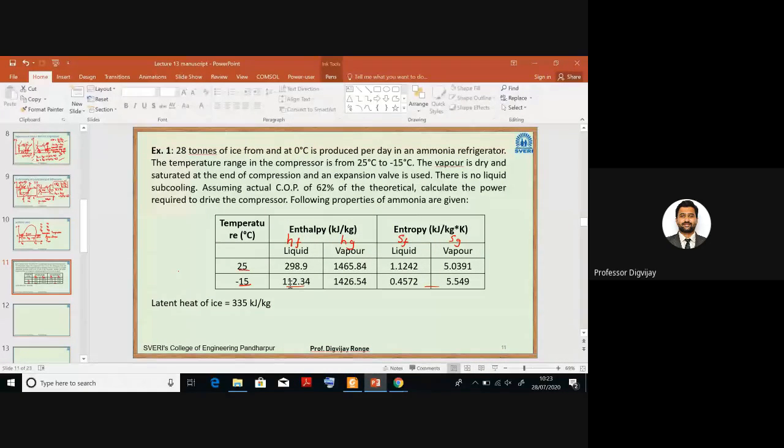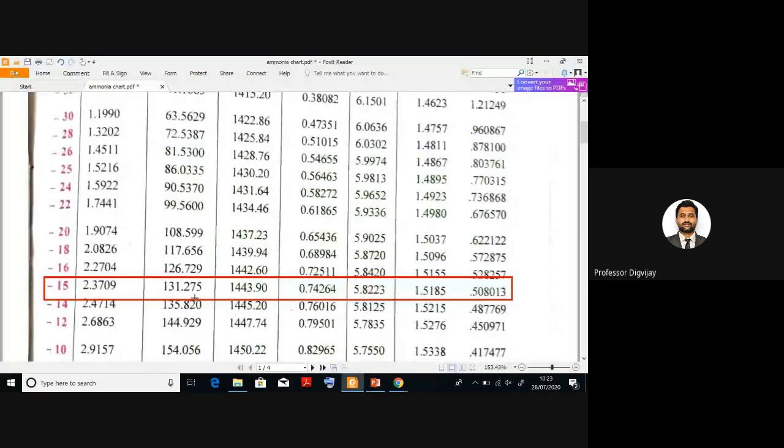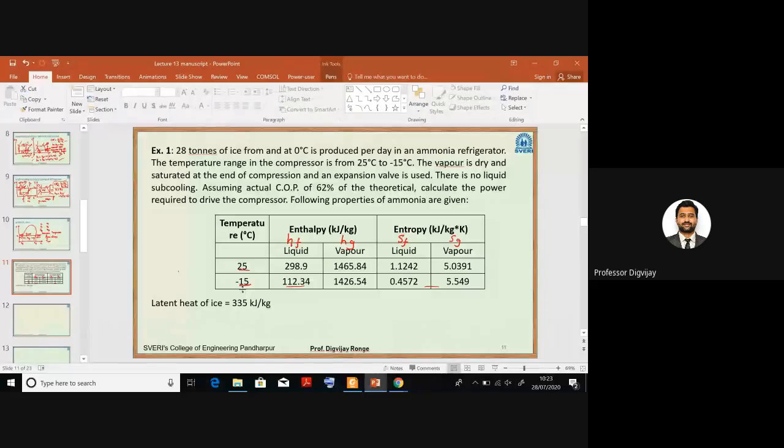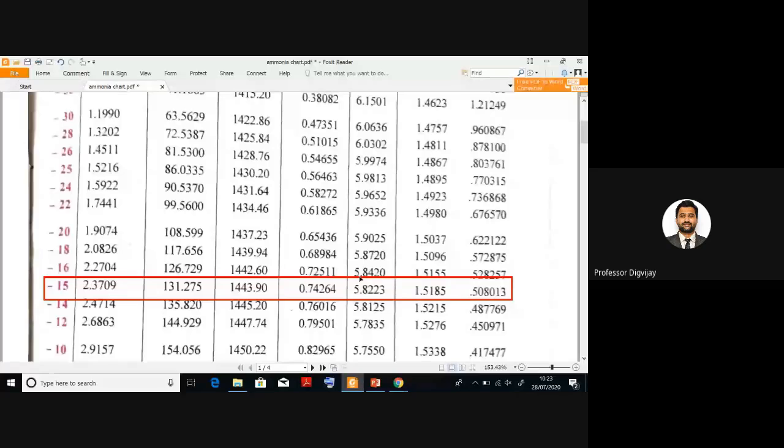So you cannot fully trust the RS Khurmi book. It is not even internationally recognized. Outside, they don't recommend the RS Khurmi book, because that is just a compilation of all the knowledge. But if you go for standard books, they will refer to these refrigerant charts. Again, Hg in this chart is given as 1443.9, while there it is given as 1426.54. So there is a huge difference. If they give you these values directly, then you have no option. If they don't give you, then you have to use this refrigerant chart.